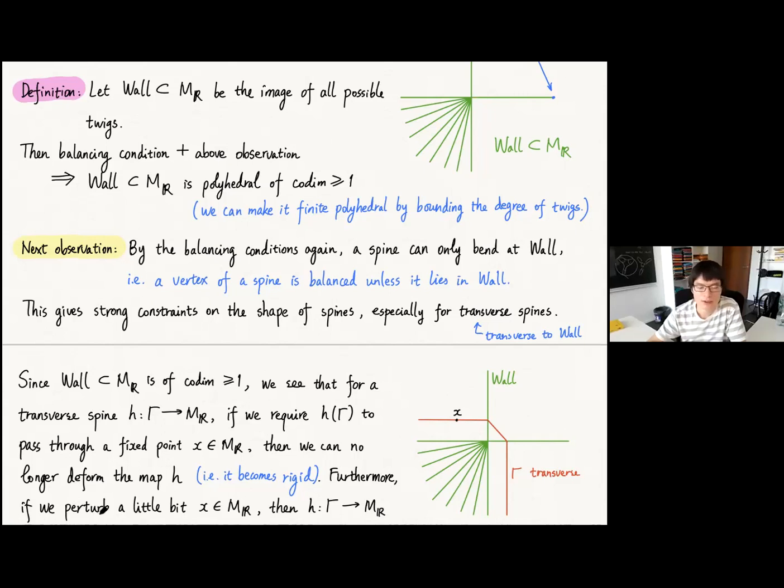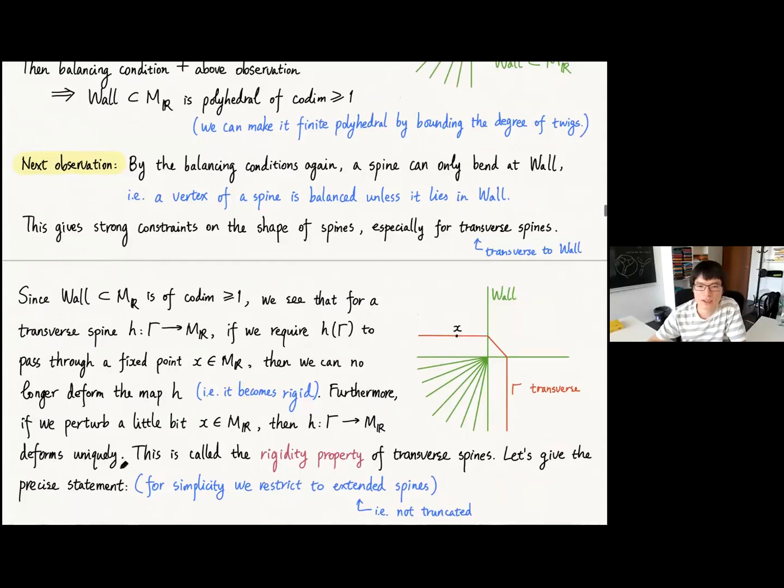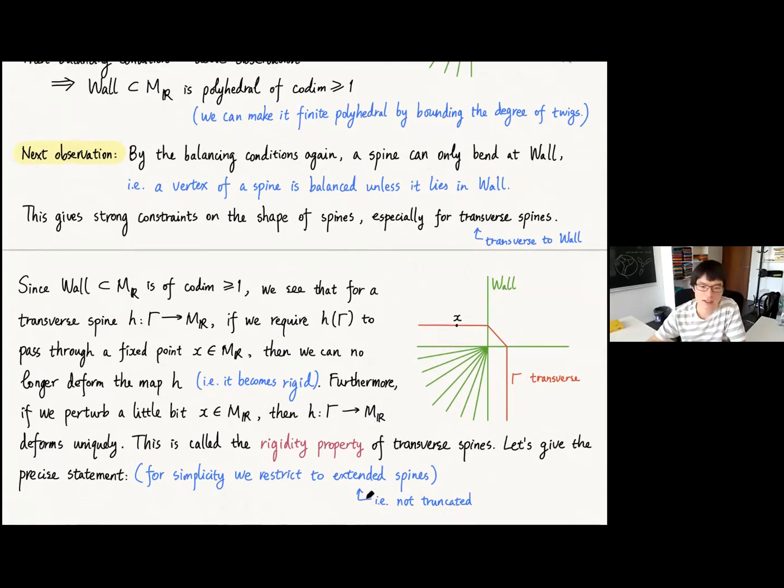Furthermore, if we perturb this X a little bit inside MR, then the spine deforms uniquely. This is called the rigidity property of transverse spines. Let's give the precise statement. For simplicity, we just restrict to extended spines, i.e. not truncated, but rigidity holds for general spines too. It's just more complicated notation.